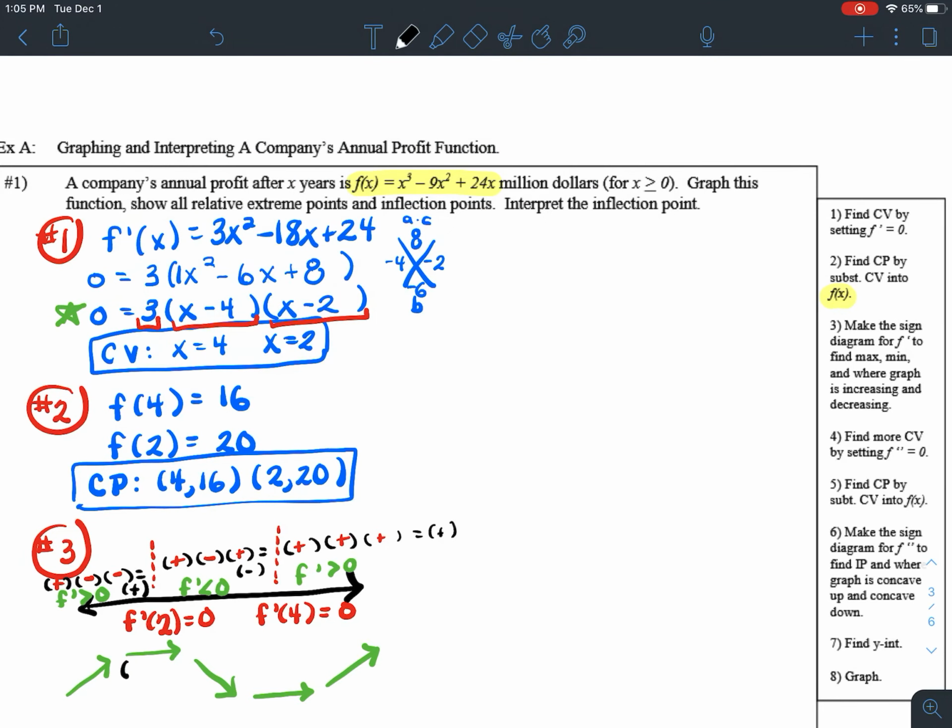Okay, I already have my critical points. Those need to be placed on my sign diagram here. This would be the point 2, 20. I'm going to call that a max. This would be the point 4, 16. I'm going to call that a min.